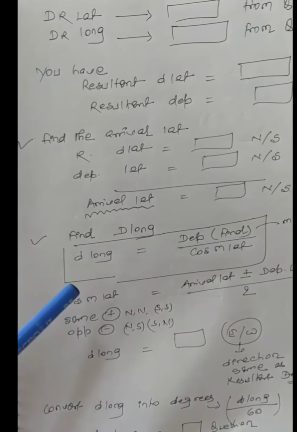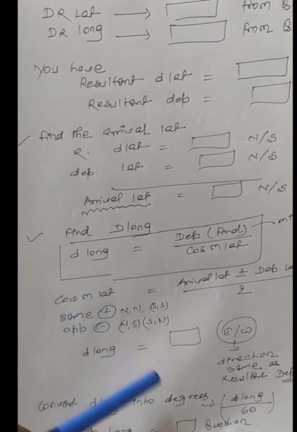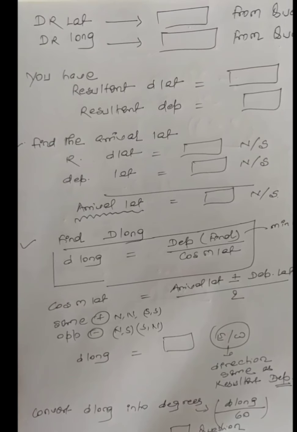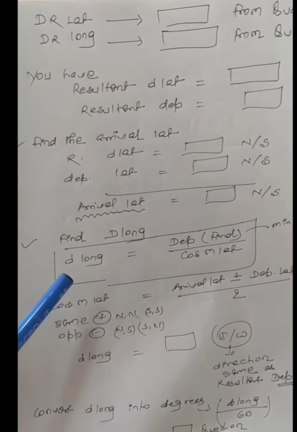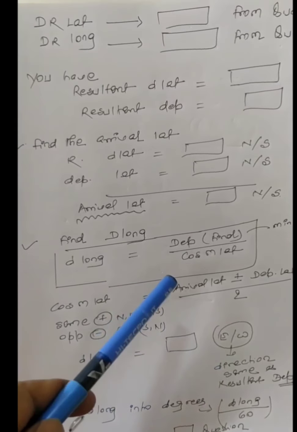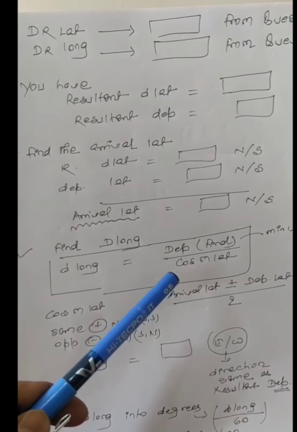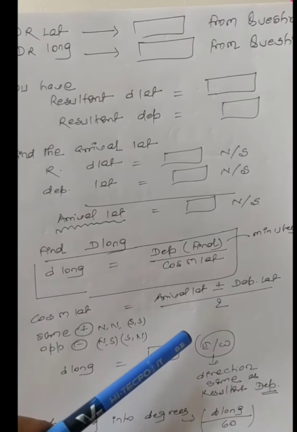Now the second question is to find the d long, because if you find the d long, you will reach the arrival longitude from where you moved actually. So d long's formula is d long is equal to departure upon cos m lat. This departure is the final departure that you calculated in the first part, and cos m lat is the arrival latitude plus departure latitude divided by 2.